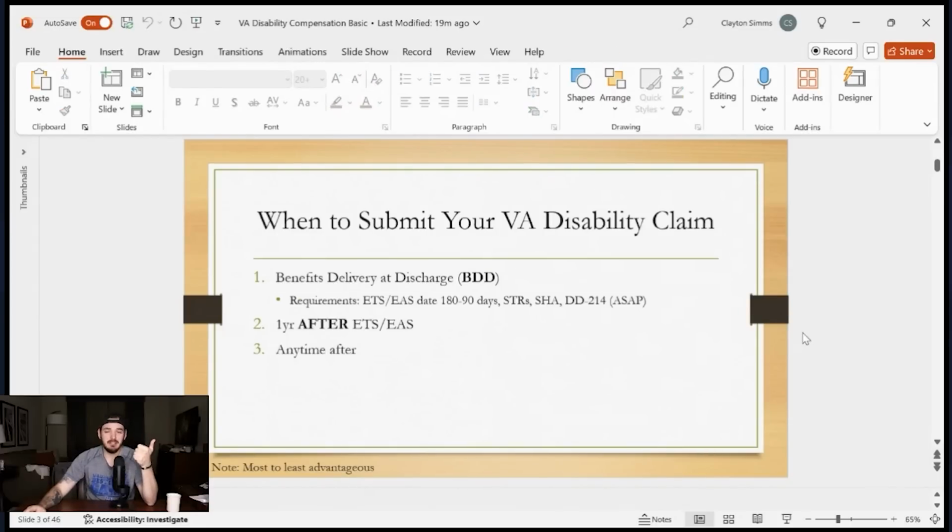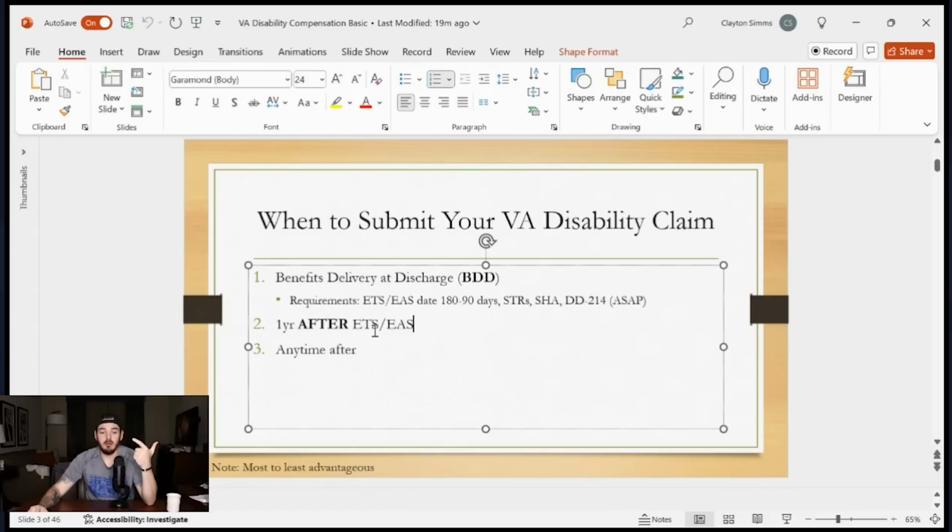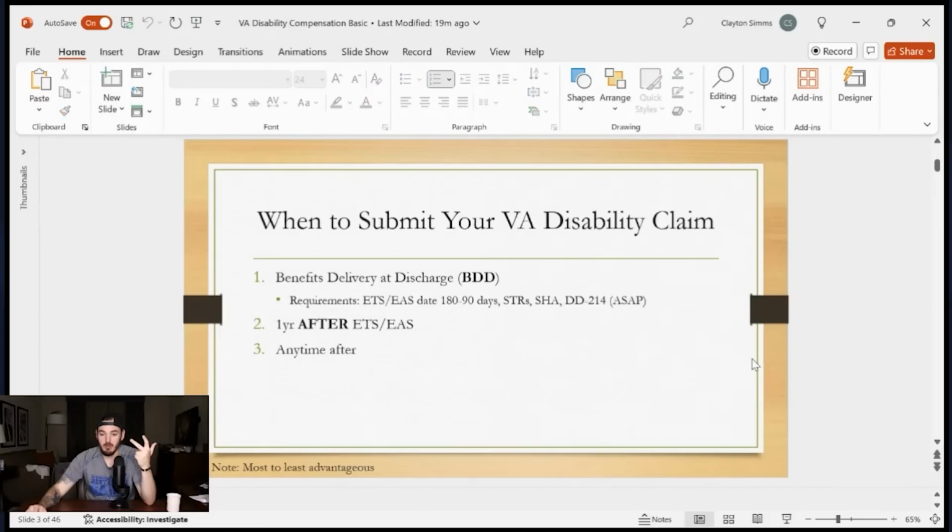Best being BDD, second best being within that 1 year time frame. And third best, which is still, it is at the bottom of the pole, but it's still a good time frame, is anytime after.